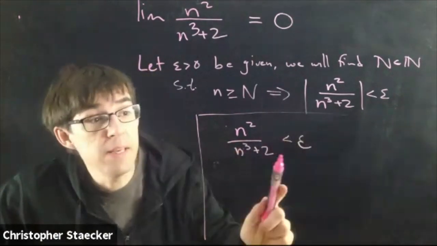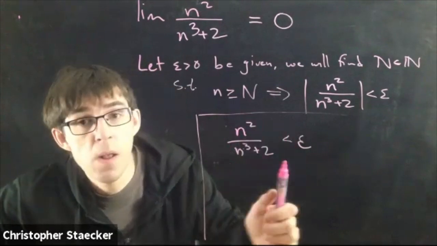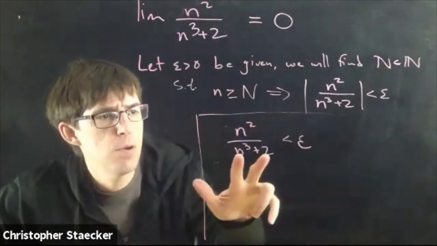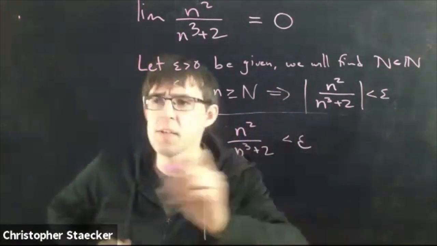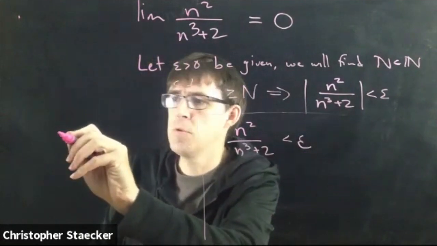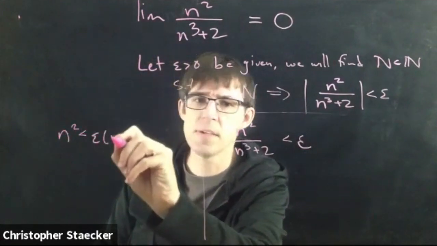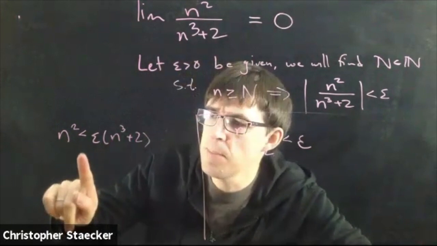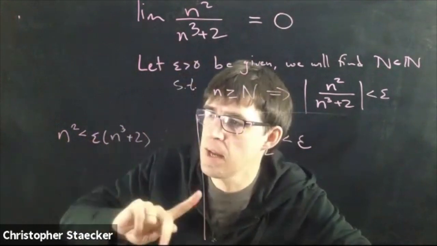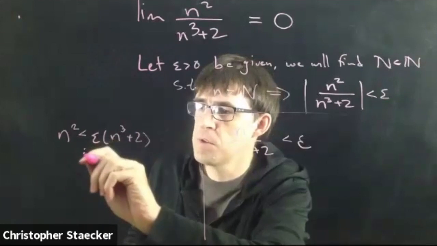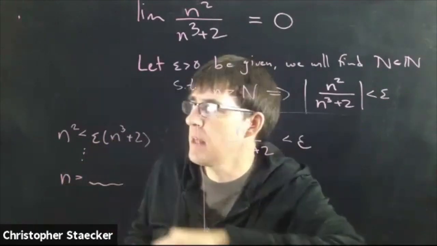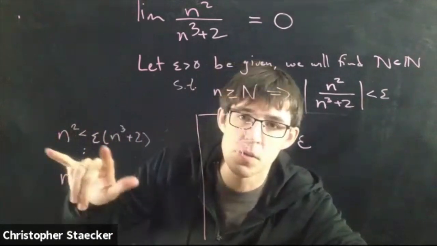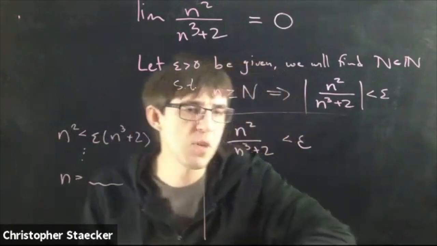But the problem really is right here. In this formula, there's no way to solve for the n because there's two of them. You could, if you like, multiply this across, but you'll see that doesn't do any good. You could write n squared less than epsilon times n cubed plus 2. But you're still not going to be able to get n by itself on one side, right? Really, we want to do some stuff and end up saying n greater than some whatever, right? But that is not going to happen given this thing. There's sort of too much business going on there.